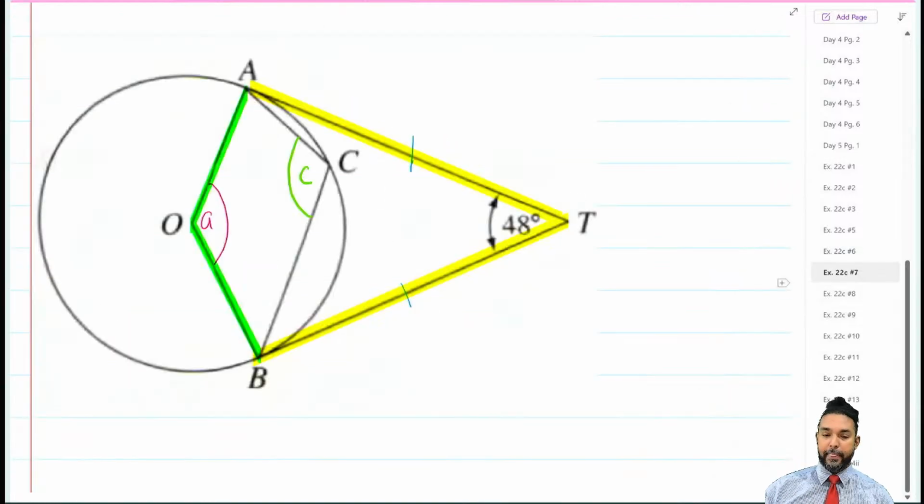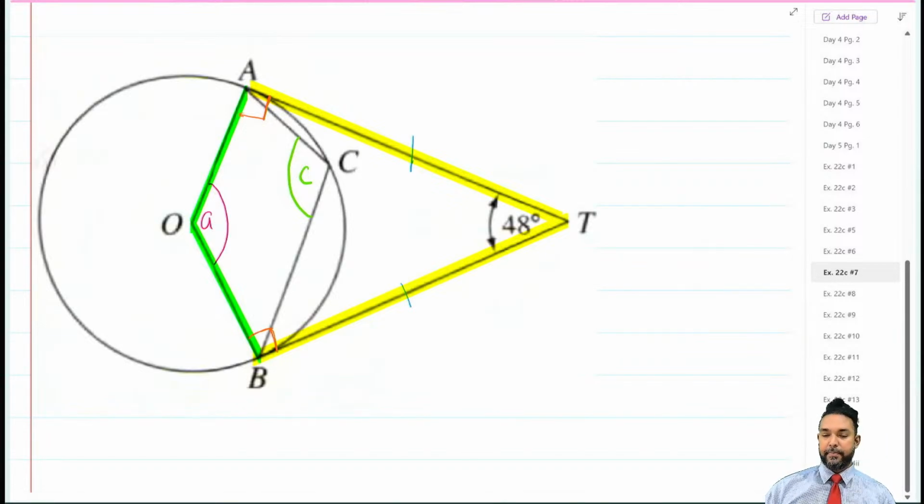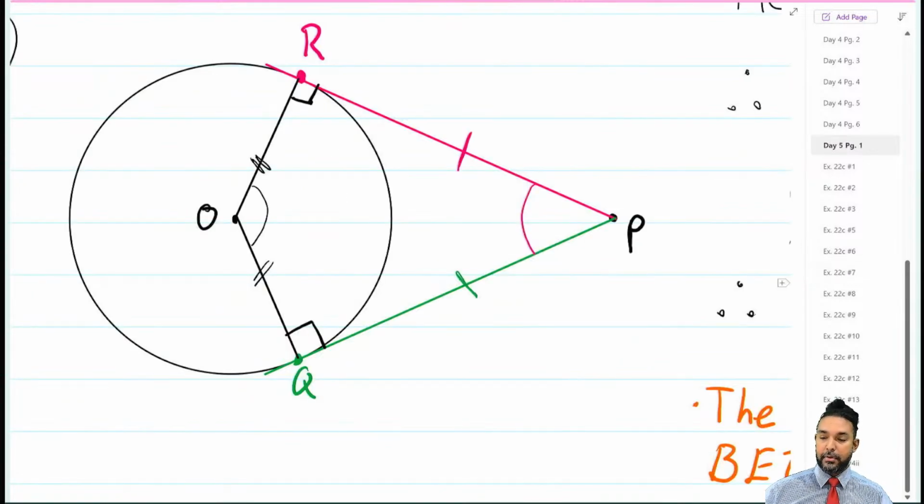All right, so we'll go back here. So what we could pencil in here is that this angle here is 90 degrees. This angle here is 90 degrees. So again, if you consider the yellow lines and the green lines, we have that same kind of quadrilateral we saw here. Not so? Right. Okay, cool.